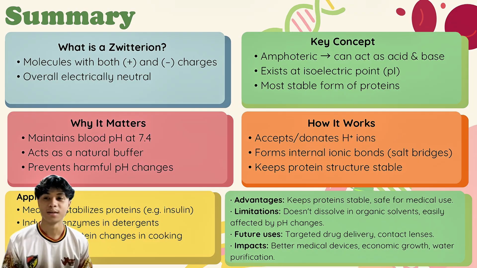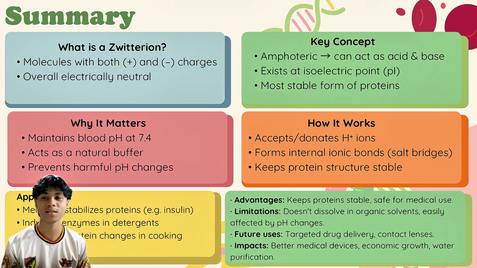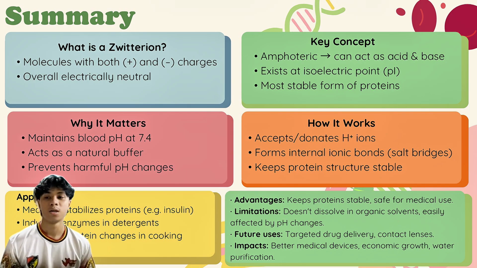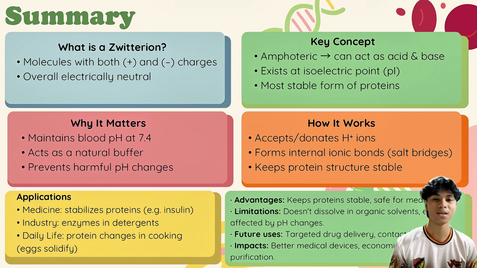In summary, a zwitterion is a molecule that has both positive and negative charges, but is overall neutral. They are amphoteric, meaning they can act as both an acid and a base, and are more stable at the isoelectric point. Zwitterions are important because they help maintain blood pH and act as natural buffers to prevent sudden pH changes. They work by accepting or donating hydrogen ions and forming internal ionic bonds that stabilize protein structure.